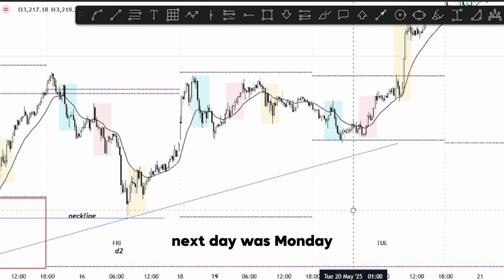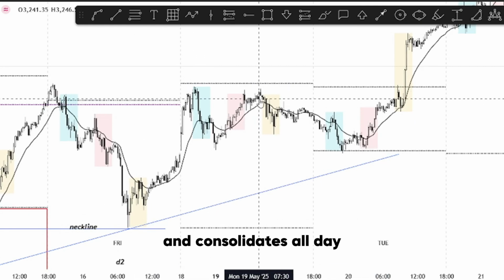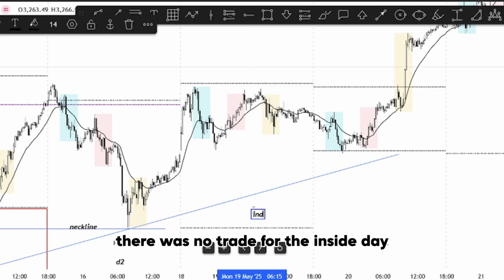The next day was Monday. Price didn't break Friday high and consolidated all day. There was no trade for the inside day.